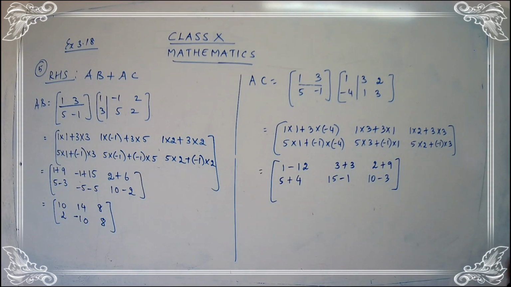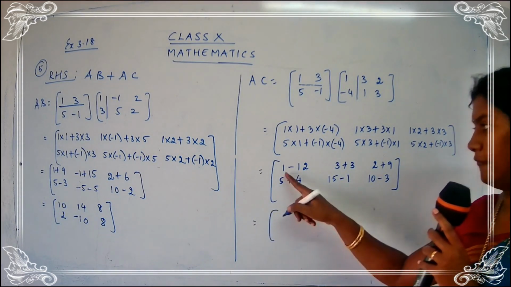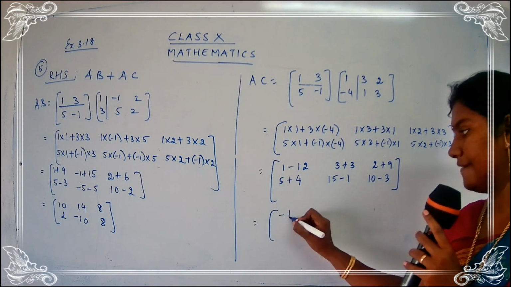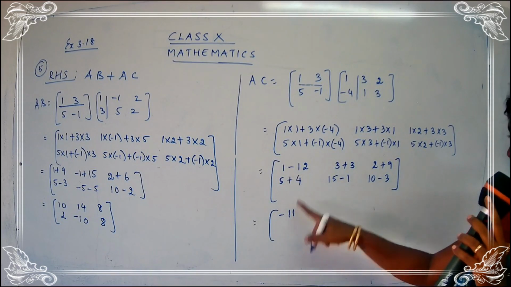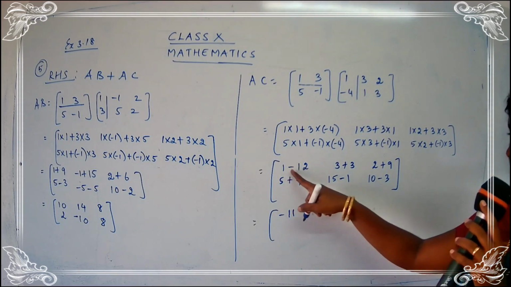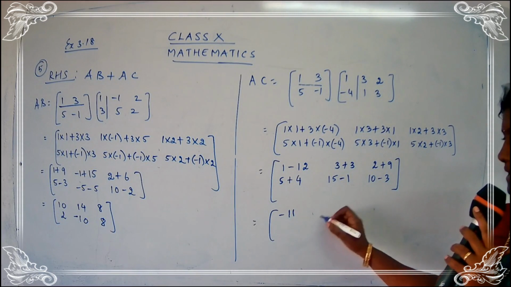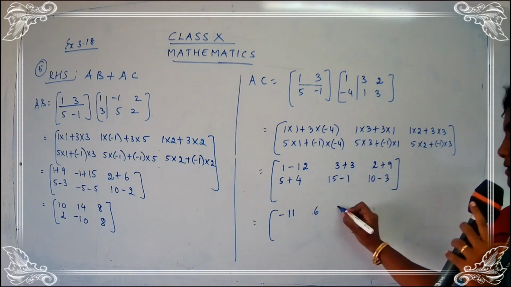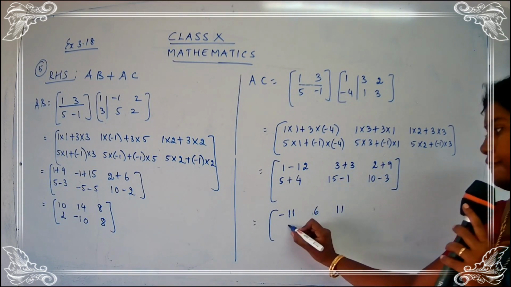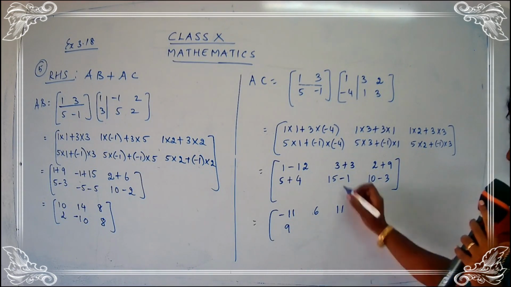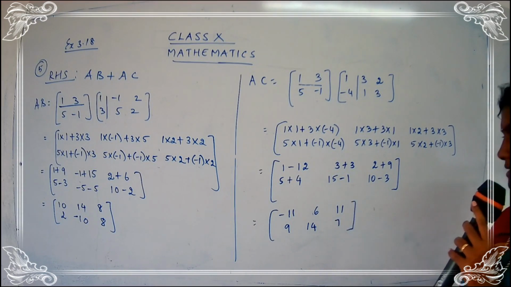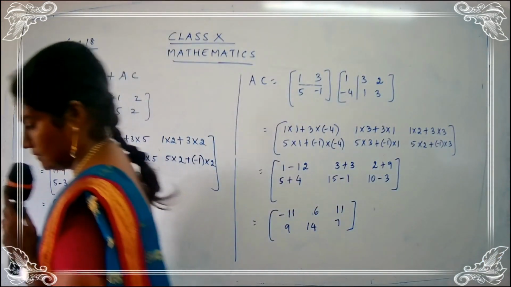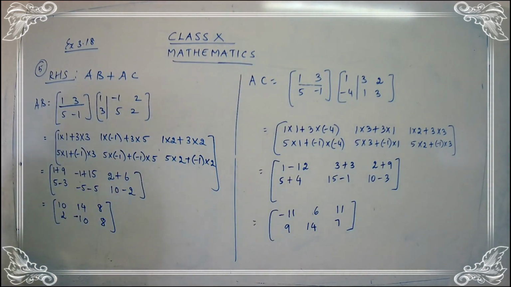Let us simplify it further. So what you get here? 1 minus 12, minus 11. 1 minus 12 plus minus, minus. So 12 minus 1 is 11. Sign of the bigger number, minus, minus 11. 6, 2 plus 9, 11. 5 plus 4, 9. 15 minus 1, 14. 10 minus 3, 7. Very simple calculations. So minus 11, 6, 11, 9, 14, 7.